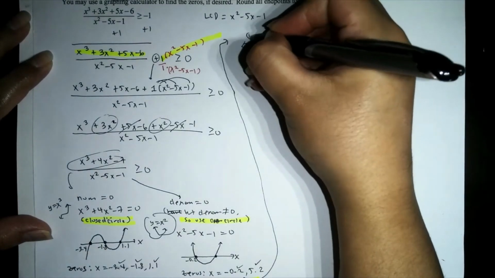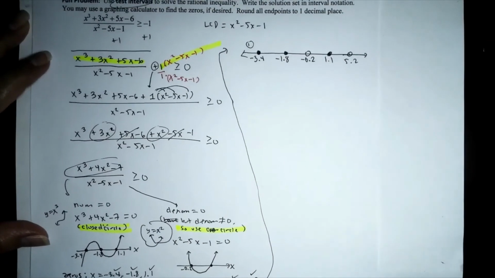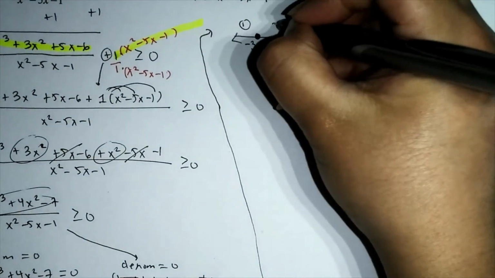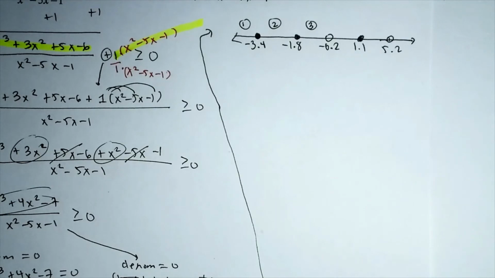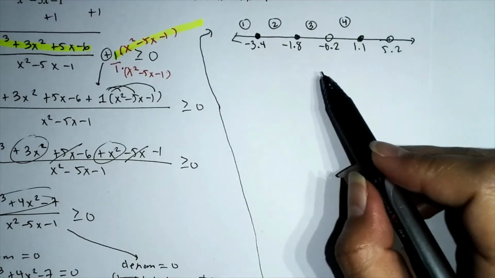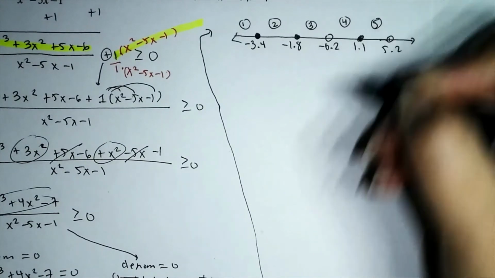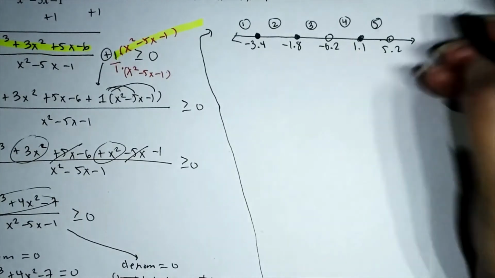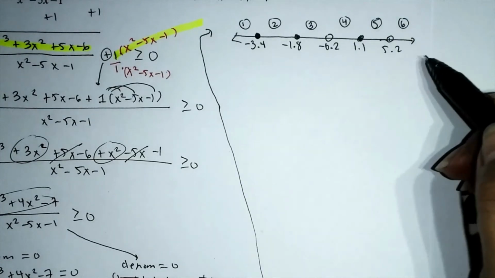The first test interval will be the numbers that are less than negative 3.4. The second test interval will be the numbers between negative 3.4 and negative 1.8. Test interval number 3, the numbers between negative 1.8 and negative 0.2. Test interval number 4 will be from negative 0.2 to 1.1. I feel like I'm so tired. The fifth test interval will be the numbers between 1.1 and 5.2, and the sixth and final test interval is the numbers greater than 5.2.